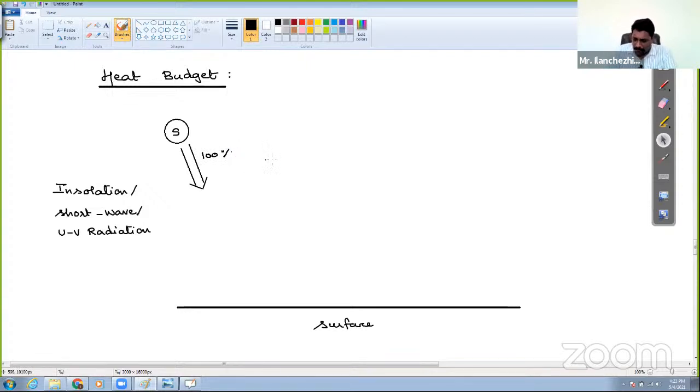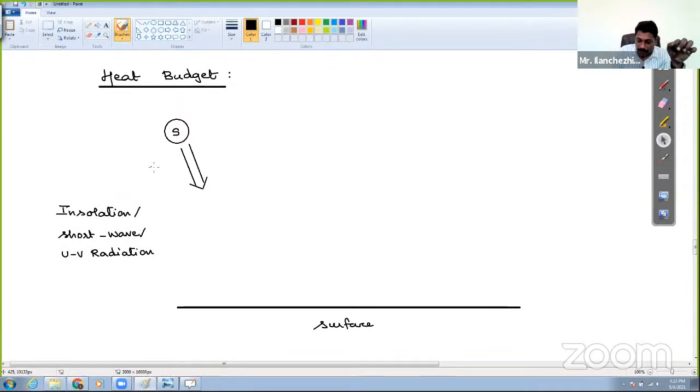Now comes the question, does this 100 percent ultimately reach the surface of the Earth? The answer is no. Ozone as a layer itself has reduced this insolation. I am representing absorption using the symbol plus. 14 percent of insolation is absorbed by ozone. What is remaining is 86 percent. What comes to the troposphere is only 86 percent.